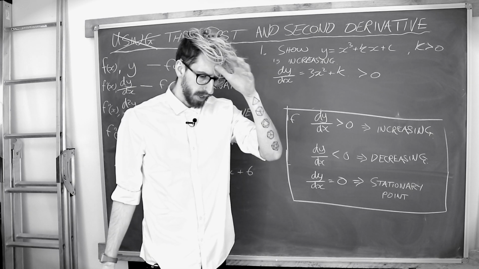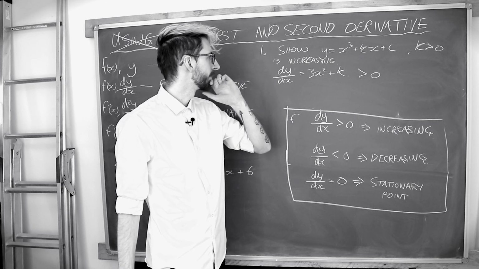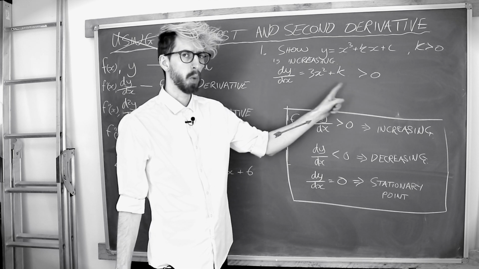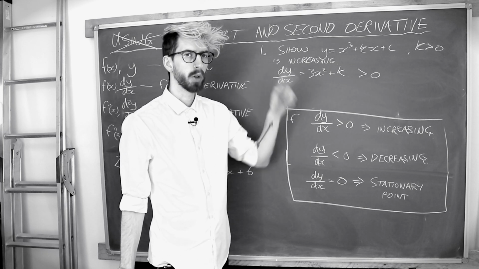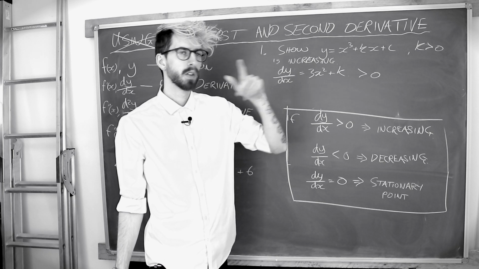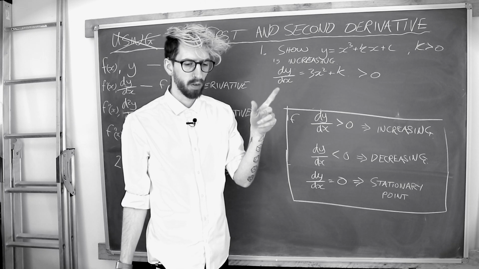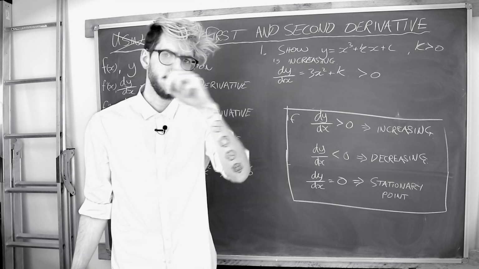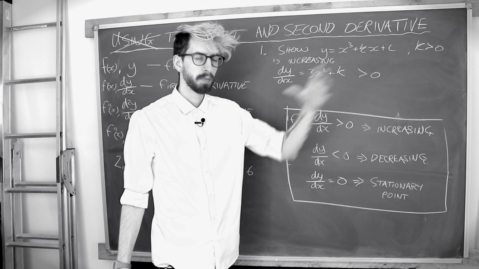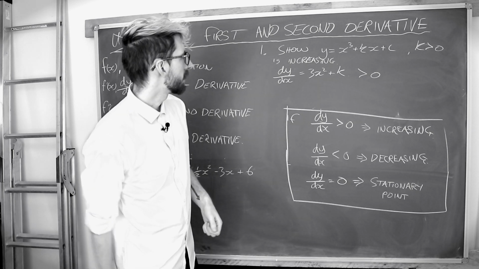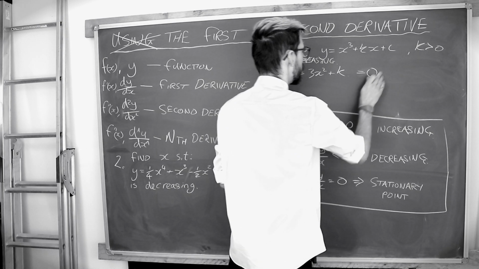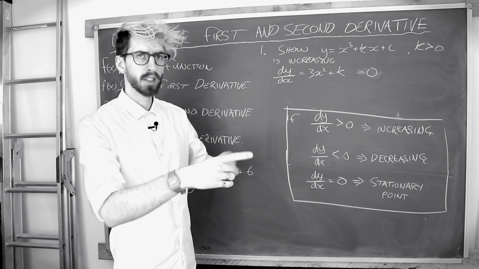So what we need to think about is, what does this look like? Well, the derivative of that is a quadratic. We want the quadratic to be greater than 0. So what we need to think about is, when is it equal to 0? Because that's when it crosses over from being greater than 0 to being less than 0. So let's say it equals 0. Now what we need to do is solve.